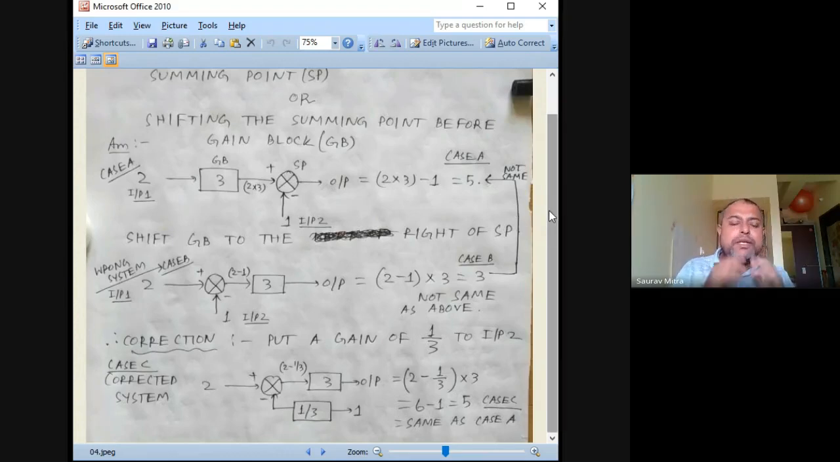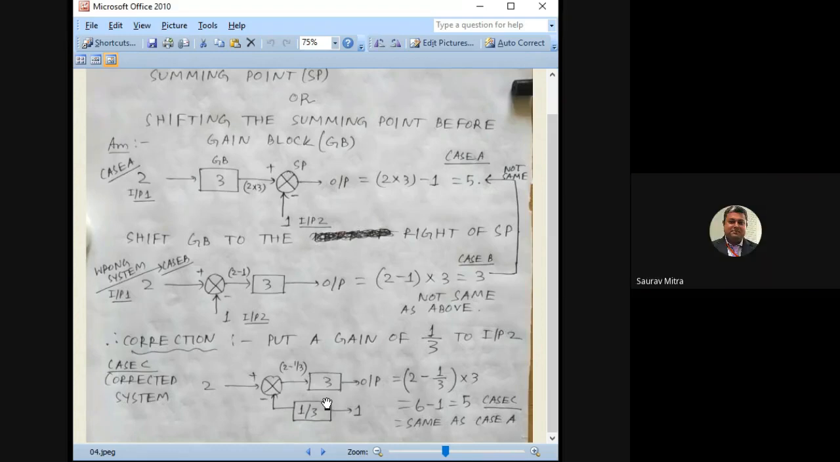Okay, but to show you what is the exact effect of shifting the summing point before the gain block or shifting the gain block after the summing point, what is the exact effect, how the mistake happens and how to correct the mistake, this is a kind of note that I have prepared to make you understand better. So exactly the same kind of notes I have prepared for other rules as well. So we will see that in the next session.